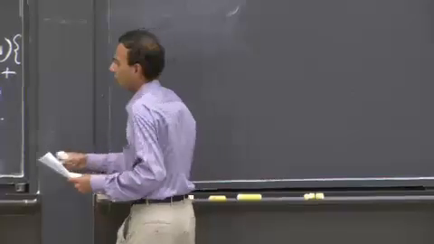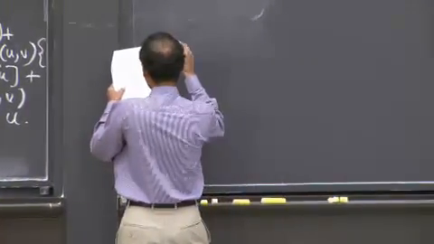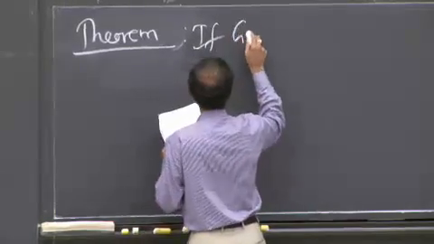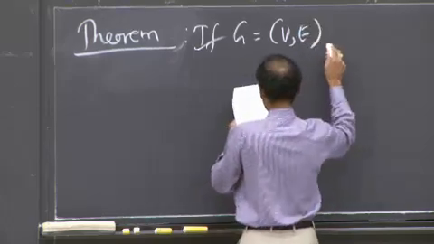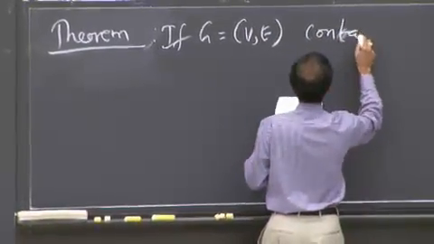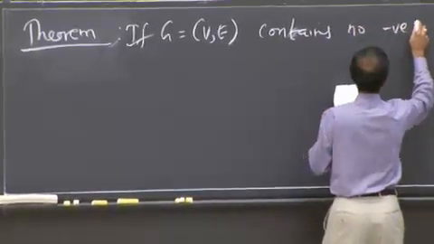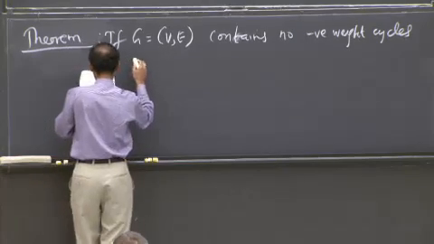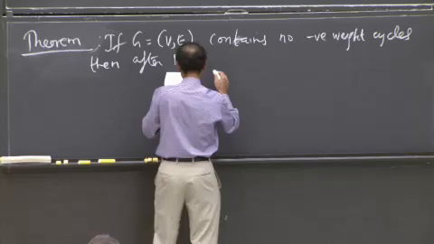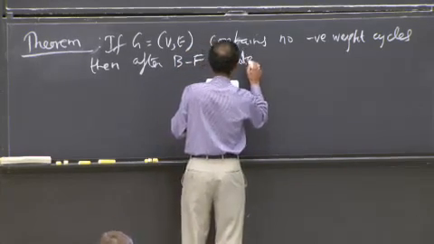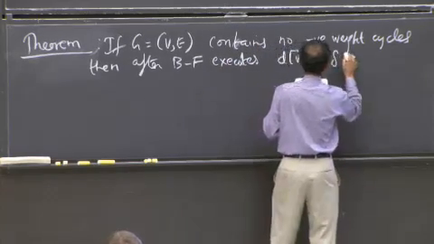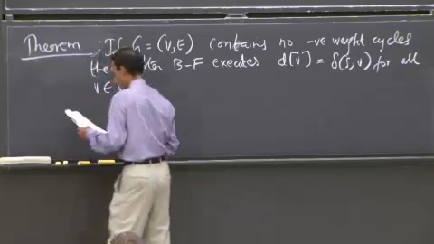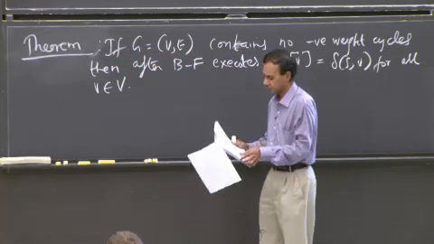So what we have here for this algorithm is that it can guarantee, in a graph G equals (V, E), if it contains no negative weight cycles, then after Bellman-Ford finishes execution, d(v) equals delta(s, v) for all v belonging to V. All right? That's the theorem we want to prove.